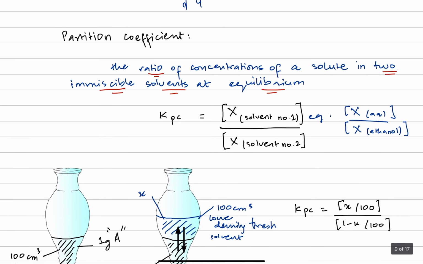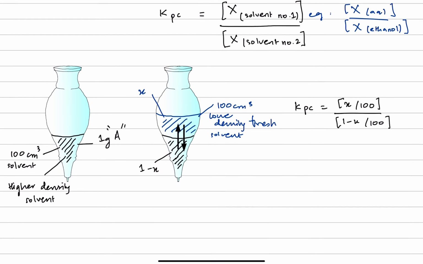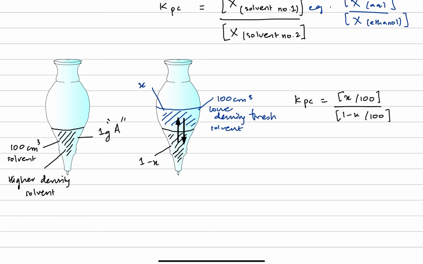Now moving on, what's partition coefficient? Partition coefficient is the ratio of the concentrations of a solute in two immiscible solvents at equilibrium. I've also highlighted the keywords that you should mention within your answer. When we talk about partition coefficient, we have single extraction and double extraction. What we do is have a solvent, for example one with a higher density, the black solvent, with 1 gram of A dissolved in it. Now we put 100 cm³ of the other solvent on top, and now we have two immiscible solvents.